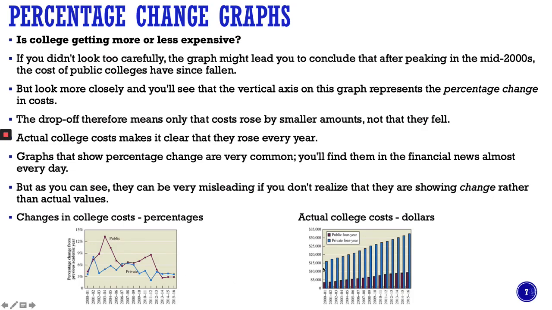So here's the actual college costs with a bar graph, and you can see in both cases, with public or private, that it's increasing. But over here, it looks like it's gone way down. Graphs that show percentage change are very common. You'll find them in the financial news almost every day. But as you can see, they can be very misleading if you don't realize that they are showing change rather than actual values. And here's our change in college costs and our actual college costs in dollars.